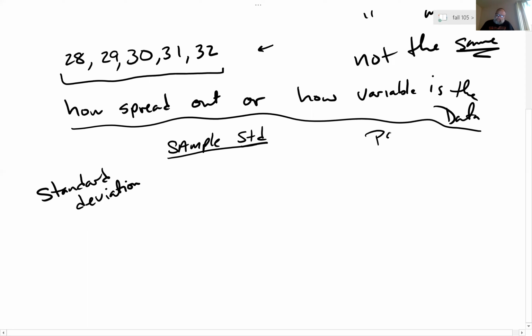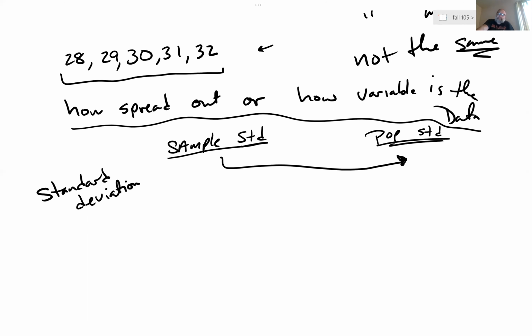There's also what's called a population standard deviation. We will not be computing this. We will be taking the sample one and making a statement about this one, because I can never know it. There's no way I can find that because I'd have to actually measure and compute for everybody in the population. That's just not going to be possible. By the time I get done measuring everybody, some people will have died.